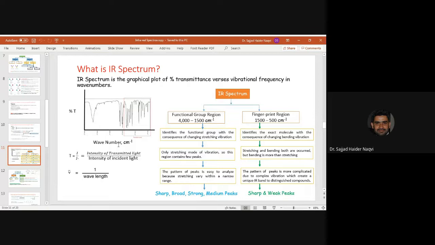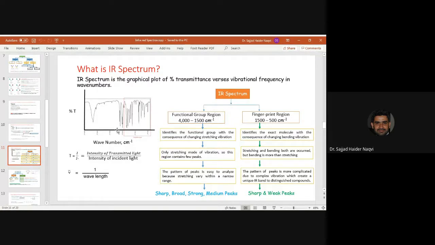Now, a very important point to be mentioned here is that the IR spectrum is actually the graphical plot of the transmittance versus the vibrational frequency or the wave number. Previously, in the visible spectroscopy, if you remember, we were mainly interested in the OD or the absorbance. But here, the thing that we're going to be measuring is not the absorbance. The thing that we're going to be measuring is the transmittance. So the IR spectrum is actually between the percent transmittance and the wave number, right?